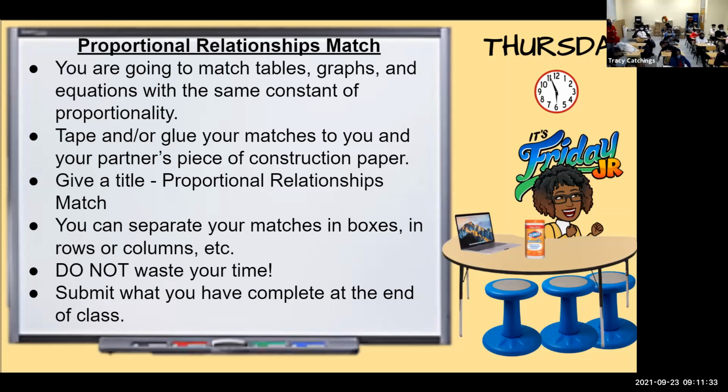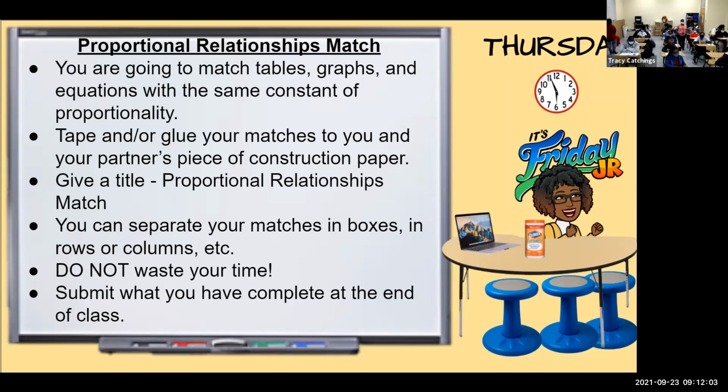We've been on proportional relationships all week. Today we're going to do a proportional relationships match. It tells us we're going to match tables, graphs, and equations with the same constant of proportionality. Constant of proportionality is another name for what? Oh, right. How do I find it? Y equals MX. All right, so if they give me a table, how do I find it? Label my table and then do what? Y by X, good job.